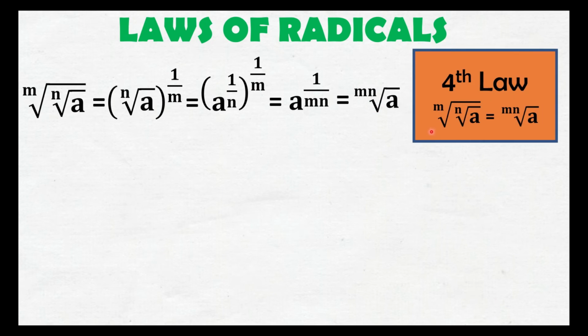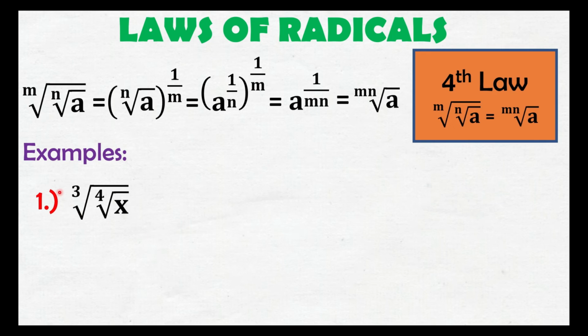Yung fourth law. So, sabi niya sa fourth law, yung mth root of nth root of a is just equal to mn root of a. So, kapag ganyan nakikita natin, radical tapos nakapasok pa yung isang radical, pwede nating ipag-multiply na lang yung dalawang index nila. Tapos, isang radical na lang yung susulat natin. Okay, so magbigay tayo ng mga example.